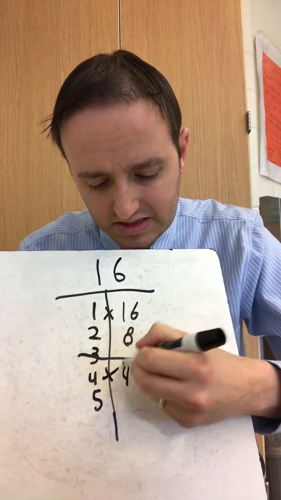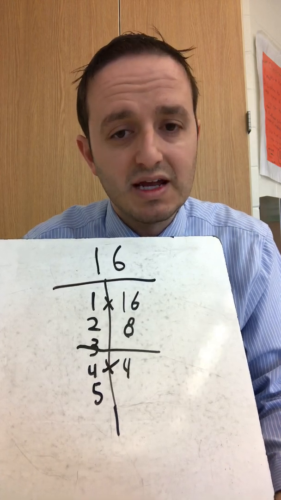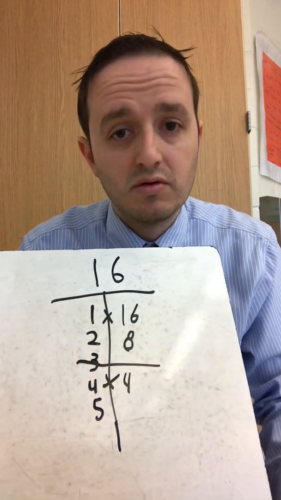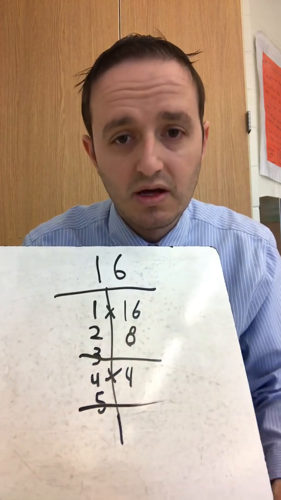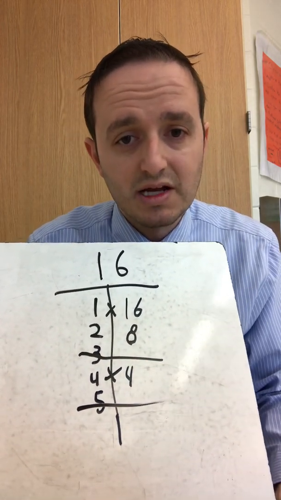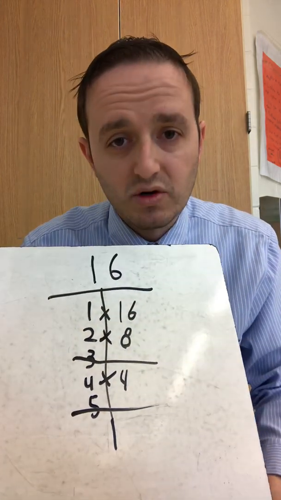Now, I know that I can stop, and there are no more factors of 16, because I hit a double. Whenever you hit a double, you stop. Okay, so I don't need to keep going. So my factors of 16 are 1 times 16, 2 times 8, and 4 times 4. Let's try one more.